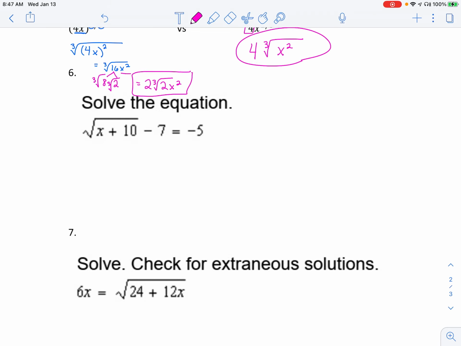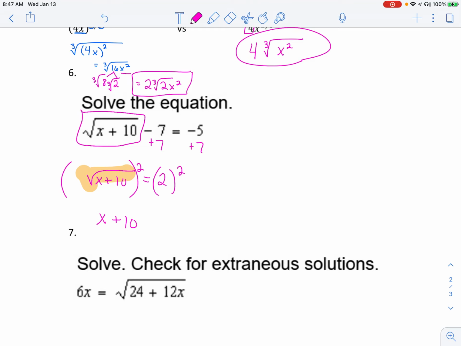Number 6, I need to solve the equation. Solving the equation means solve for x, so I've got to get x by itself. First I'm going to add my 7 to the other side. So it's going to be the square root of x plus 10 equals 2. Now my x is trapped by a square root. To undo a square root, you do the inverse, which is squaring. That gets rid of my square root because the square root squared is canceled. And 2 squared is 4. Take away 10. x is negative 6.